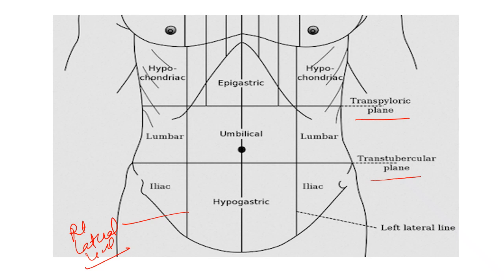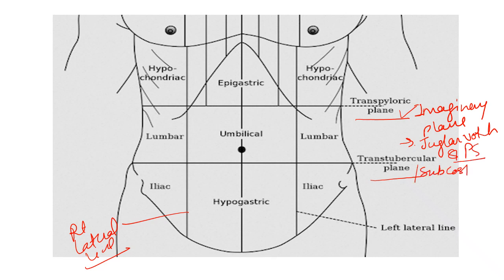So what are these? The transpyloric plane is an imaginary plane, roughly midway between the jugular notch and the pubic symphysis. The transtubercle plane, also known as the subcostal plane, passes through the iliac tubercles, which is the most lateral point on the iliac crest.